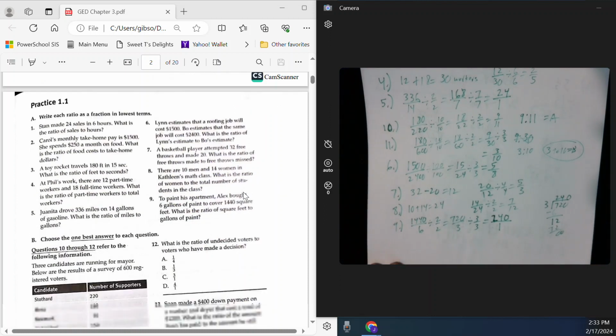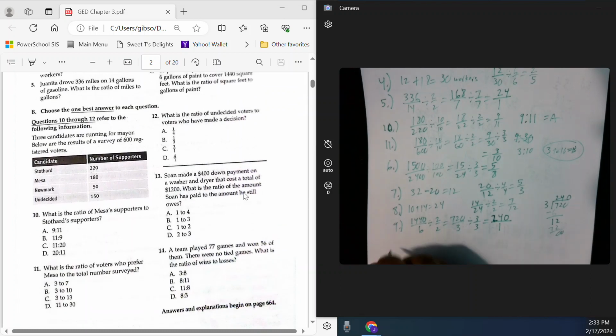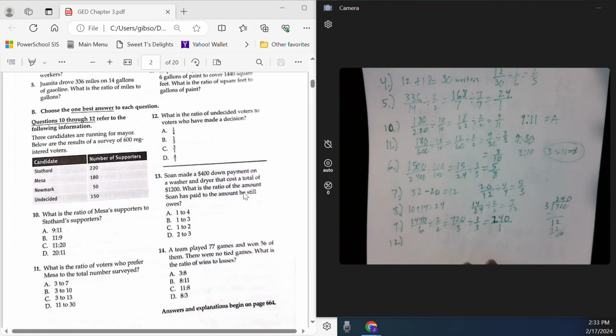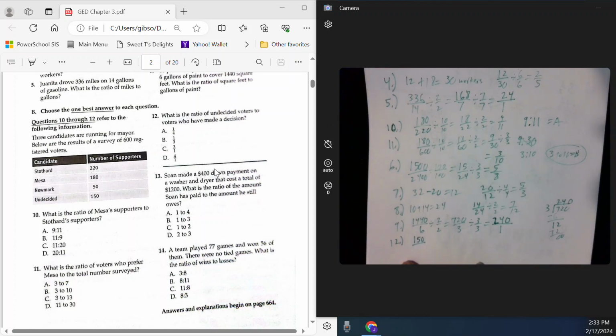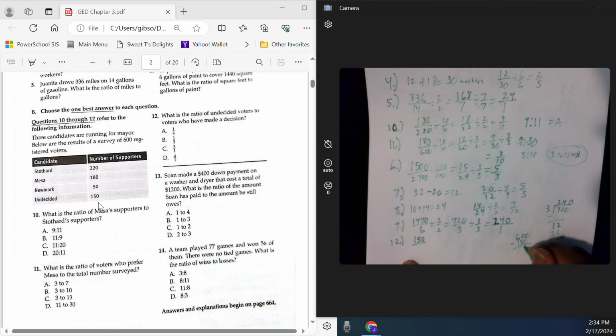Okay, now we come down here to problem 12. Problem 12, it says, what is the ratio of undecided voters to voters who have made a decision? So we go back to this chart here under B. So undecided voters is 150. So we want the ratio of undecided voters to voters who have made a decision. So what you do to find out how many voters made a decision, you would take this 600 and subtract the undecided voters from it. And then that would tell us how many made a decision.